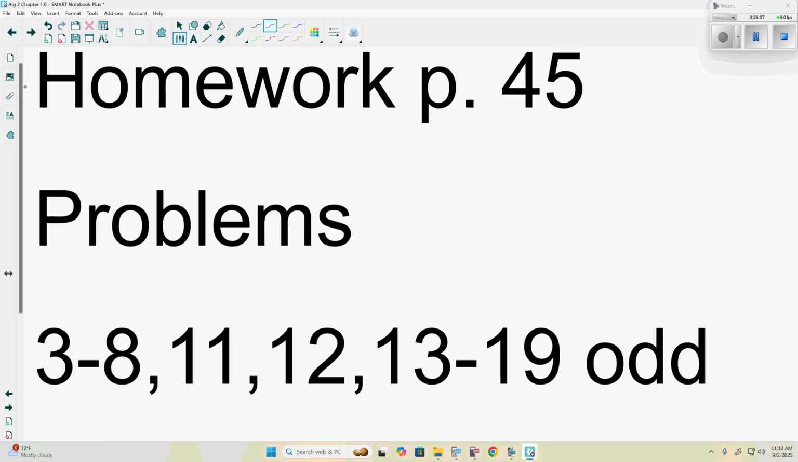Homework. Problems 3 through 8, 11, 12, and then 13 through 19 odd. So 13 through 19 is 13, 15, 17, and 19.